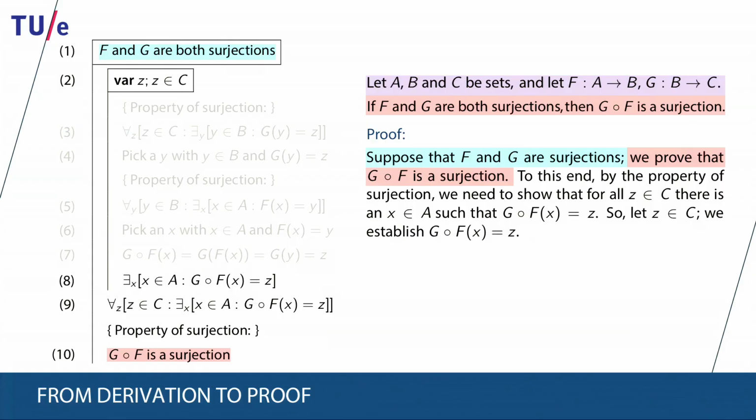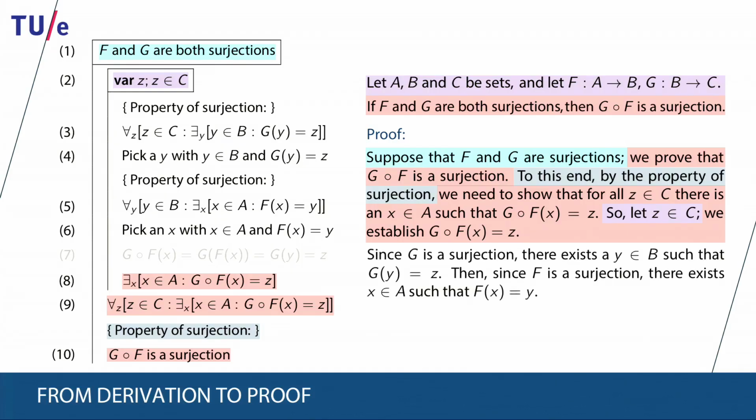First, to prove the if-then statement, the if part is formulated as an assumption, and the then part becomes the new goal. The new goal is to prove that G after F is a surjection, so the property of surjection can be used for further simplification. Since application of the property of surjection yields a universal quantification over elements in the codomain of G after F, we declare an arbitrary element in the codomain and state as the new goal to prove that there exists an element in the domain that maps to it.